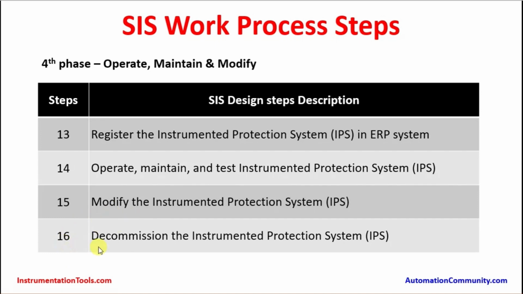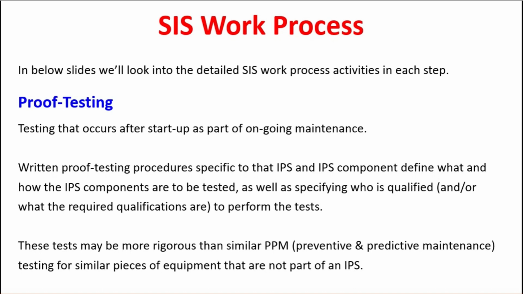And 16 is for decommissioning of the instrumented protection system. In case a particular process plant is being isolated or decommissioned for different reasons. It could be that the particular plant area is no more available, or it has been enhanced with a different facility and the old facility is getting decommissioned. Those kinds of situations can happen. In the slides below, we'll be looking into the details.